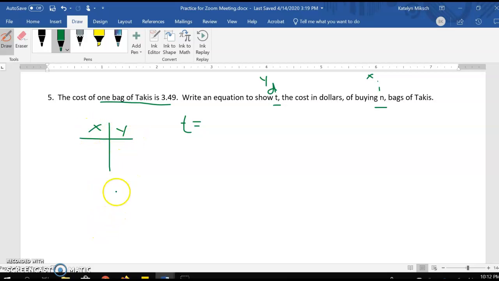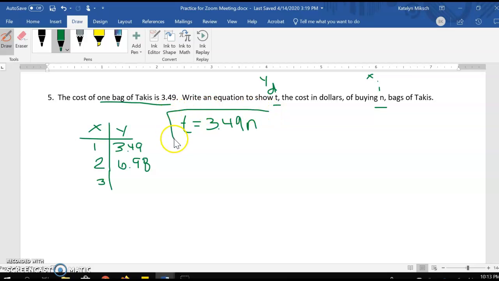But if you can't figure that out, if I bought 1 bag of Takis, how much am I going to pay? I'm going to pay $3.49. If I buy 2 bags of Takis, I'm going to pay double that amount. So it's going to be $6.98, $3.49 times 2. And I can keep going and hopefully realize that I'm multiplying the cost of 1 bag, $3.49, times the number of bags, which in this case is not X, they want us to use N. So there is your equation.